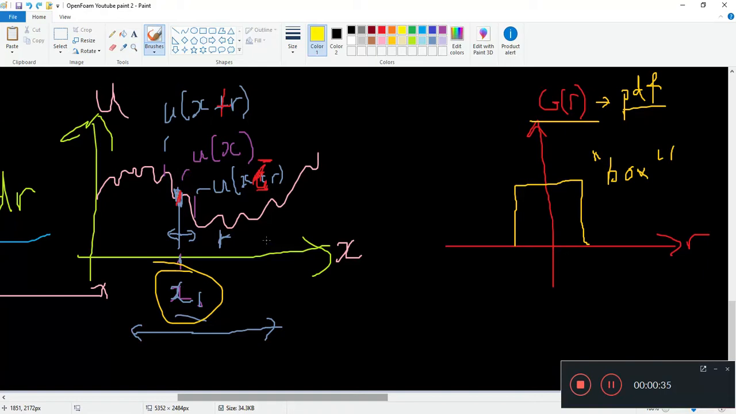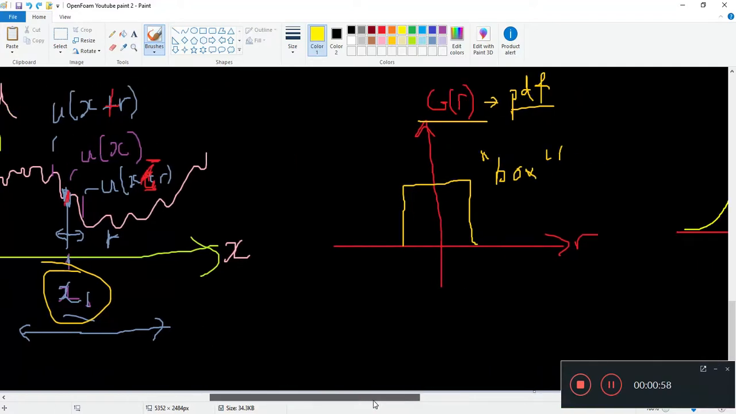Then the average is just to add them all up, integrate them, and just divide through. That's the general way of thinking. But it's not necessary to do that.